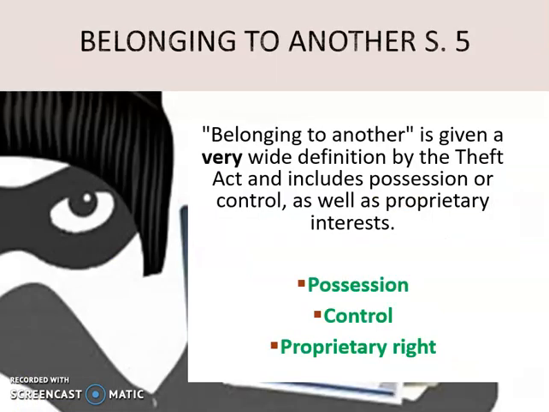So we've looked at appropriation, we've looked at property, we need to look at the last actus reus element for theft, which is belonging to another. And this is defined under Section 5. And you might be thinking, well, surely it's obvious if something belongs to another. But actually, it's got a very wide definition under the Theft Act. And belonging to another includes anyone who has possession or control of the item, as well as someone who has a proprietary right, i.e. someone who owns it.